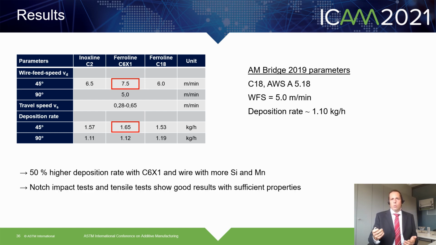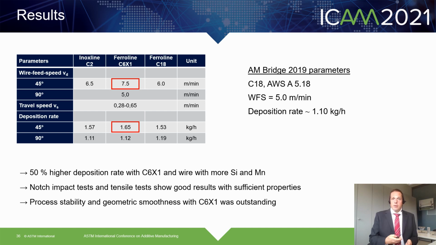And I don't want to bore you with details in material testings, but we conducted notch impact tests and tensile tests, and they have shown good results with sufficient properties. And what I can say also is that the process stability and the surface smoothness was absolutely the best with the Ferroline C6X1, which has 6% carbon dioxide and 1.5% oxygen, and the rest is argon.